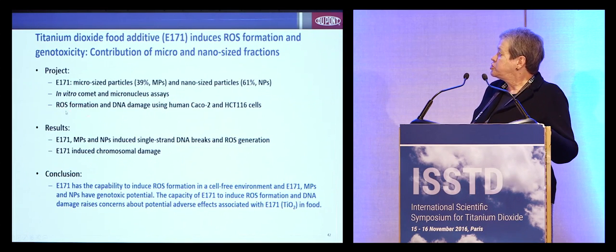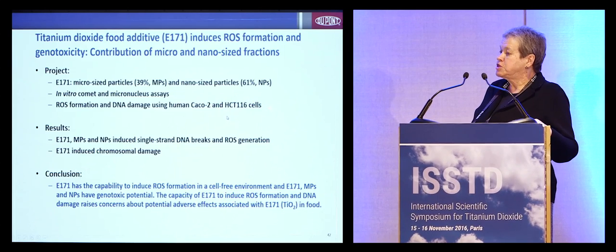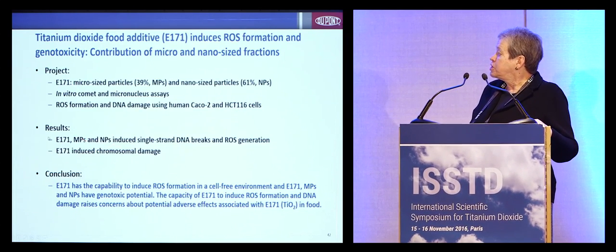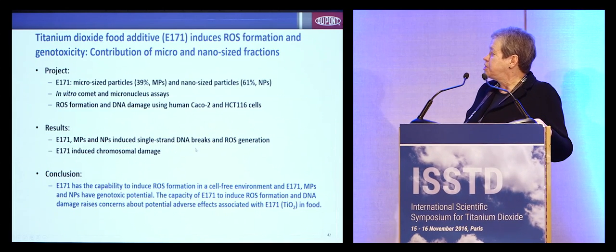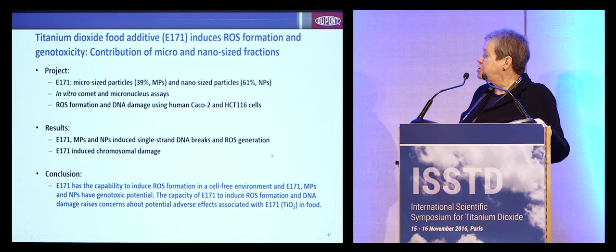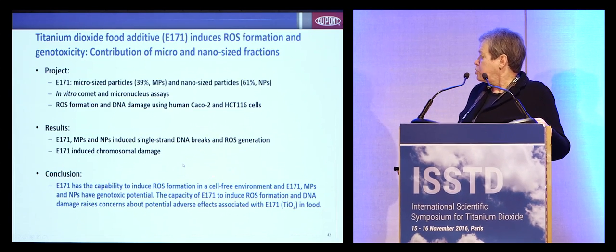They saw ROS formation and DNA damage using CACO2 cells and the HCT116, which I believe is a cell-free system, actually. The results they got was that all three test substances induced single-strand DNA breaks and ROS generation. It also induced chromosomal damage, and this is their conclusion.